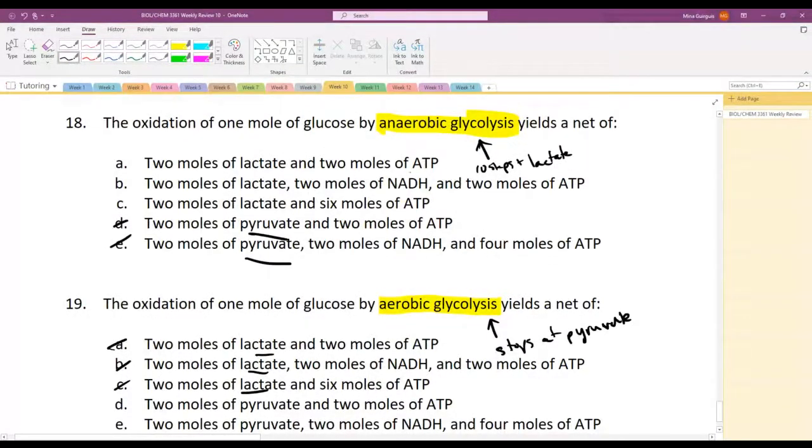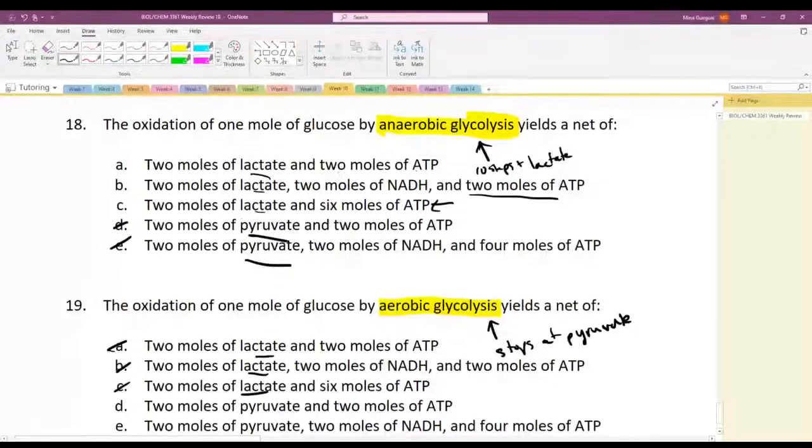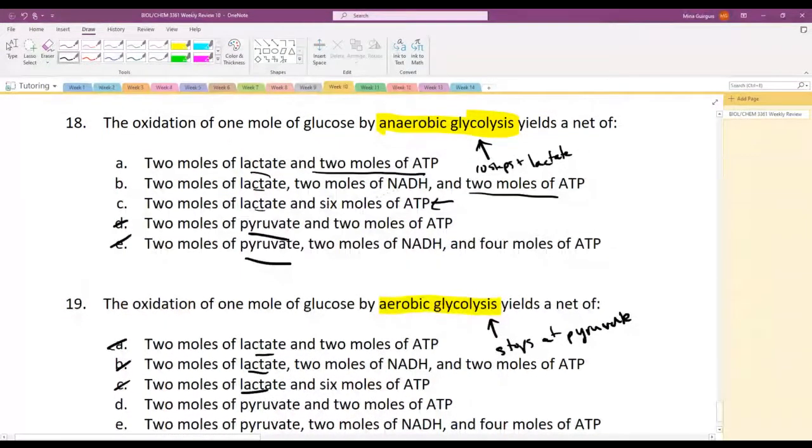All right, and now we're down to, well, what actually happens? So let's think here. We get 2 moles of lactate, that doesn't help me. We get 2 moles of pyruvate, that doesn't help me. The difference between, let's do 18 first. The difference between these is, well, this one has 6 moles of ATP, this has 2 moles, and this has 2 moles, okay? The net, oh yeah, that's what we're looking for. The net is 2, and it only makes 4, so 6 came out of nowhere. So 6 is definitely wrong, okay?